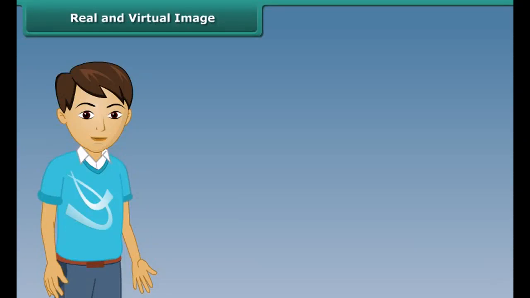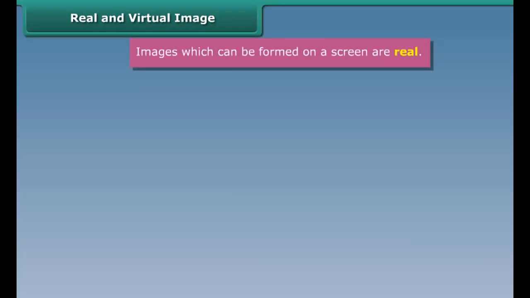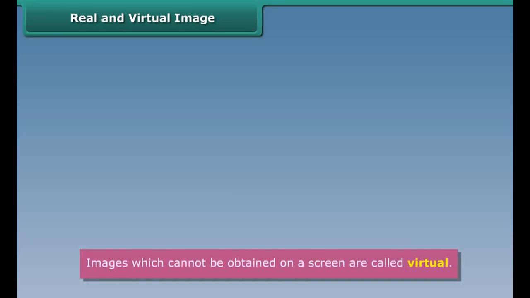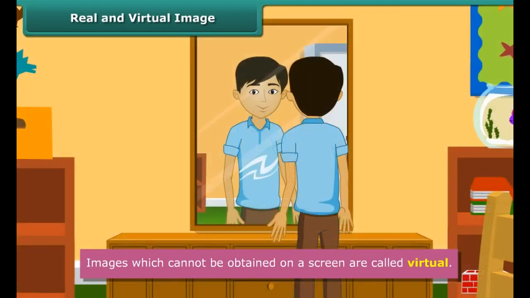Real and virtual image. Let us discuss what are real and virtual images. Images which can be formed on a screen are real. For example, images formed on a cinema screen are real, whereas images which cannot be obtained on a screen are called virtual. For example, image of our face in a plain mirror is virtual.